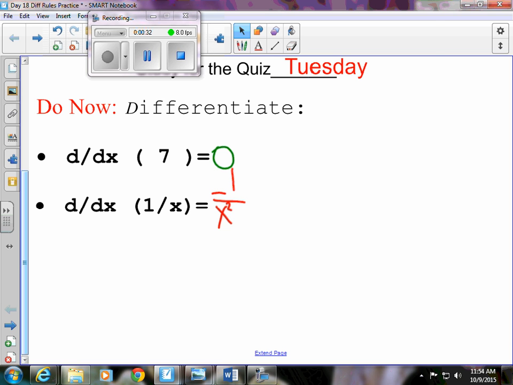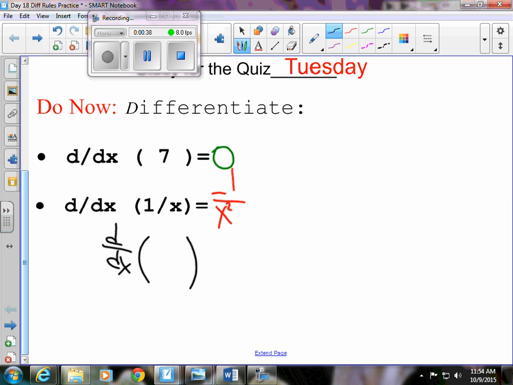But if you just rewrite this as, how did you do it then? What rule did you use? Power rule. So you wrote it as x to negative 1, so the derivative was negative x to negative 2, or negative 1 over x squared. Nice. All right, moving on.